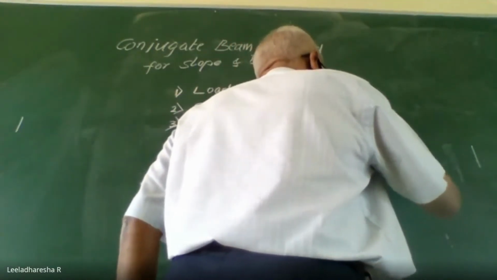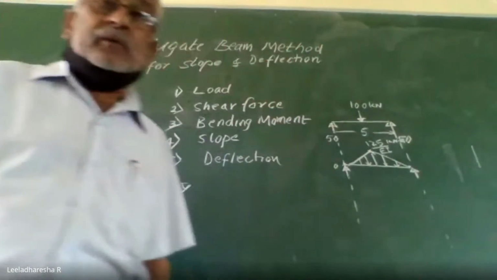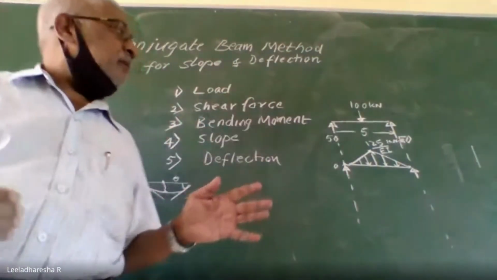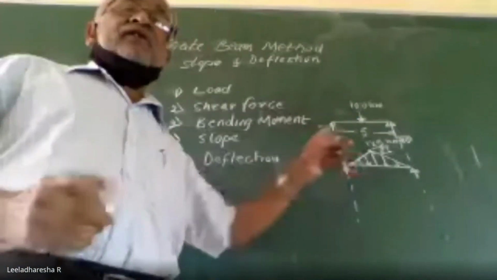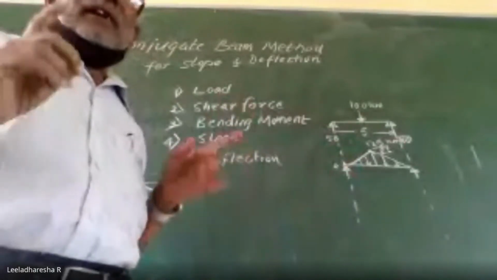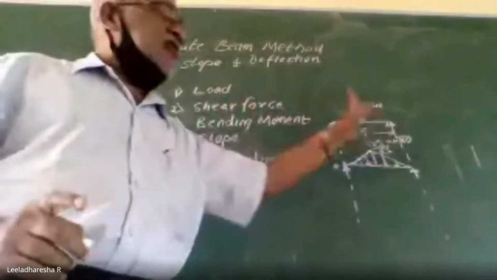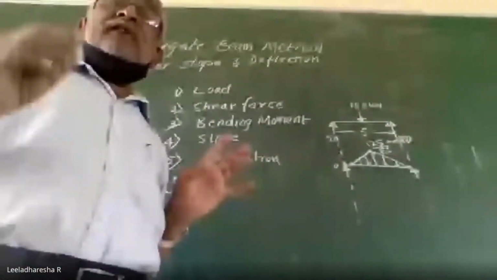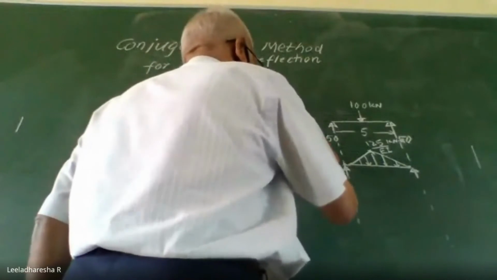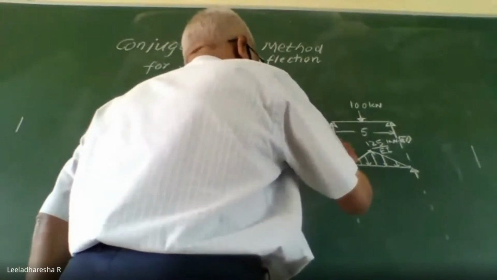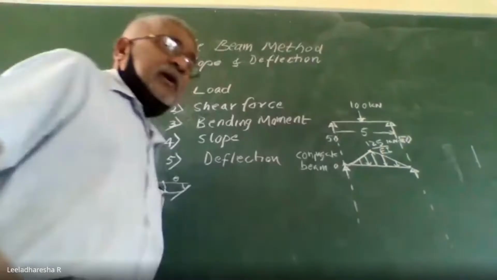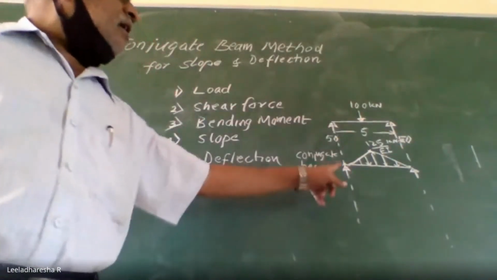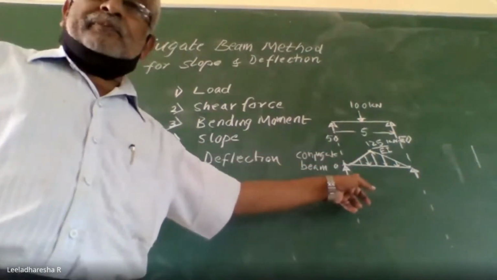The bending moment is treated as load. Bending moment is treated as load. So such a beam whose bending moment is treated as load, elastic load, because EI is also considered, that particular beam is called a conjugate beam. So this beam is called a conjugate beam. See, now once you make this conjugate beam, determine the shear force in this.